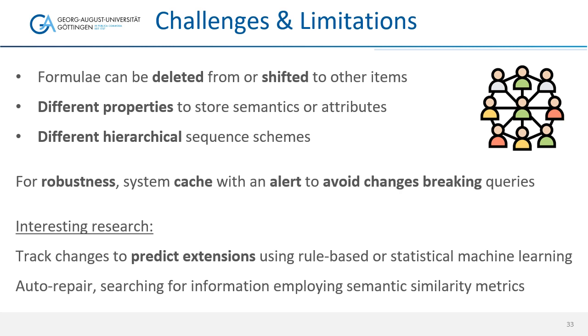To make our system more robust, we introduce a cache with an alert in case changes cause a previously working query to be broken. An interesting research question would be to track such changes to predict potential extensions using rule-based or statistical machine learning. This will help the system to auto-repair, searching for identifier information by employing semantic similarity metrics.